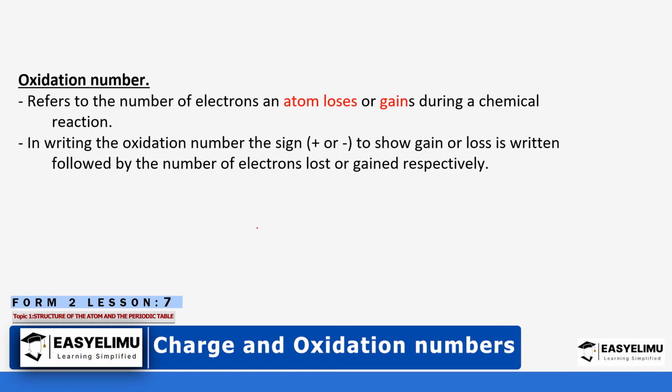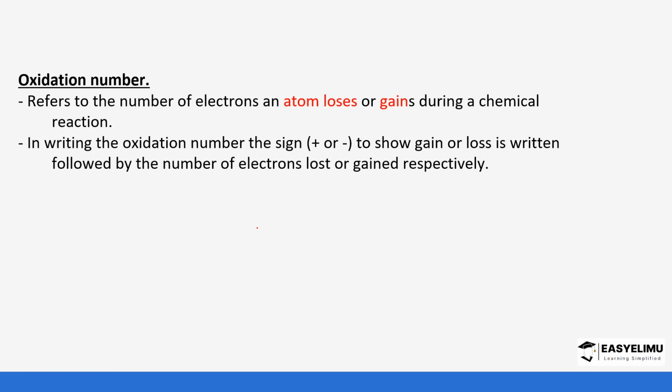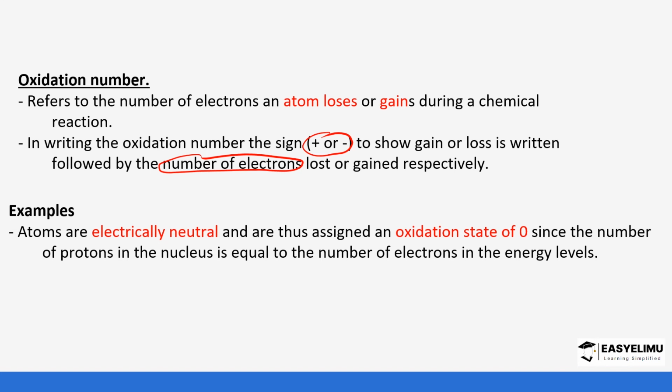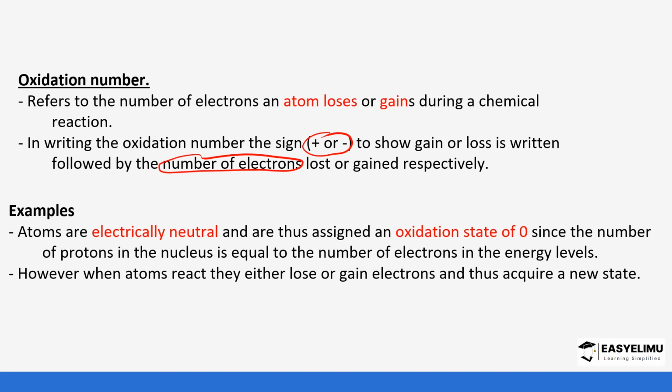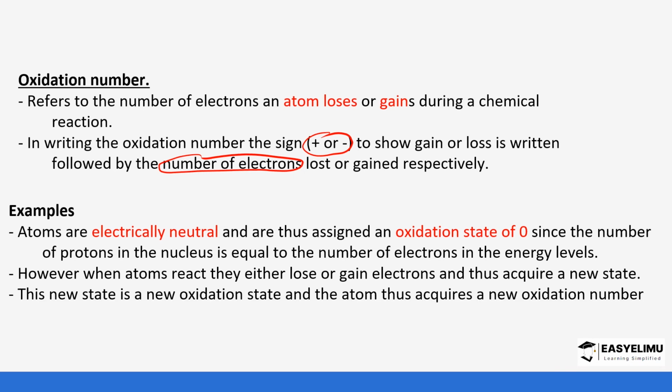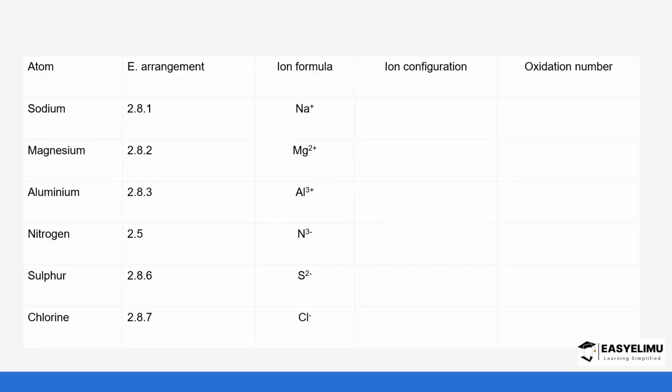It is usually shown by writing the sign and then followed by the number. So it's the sign first, positive or negative, and then the number of electrons can be 1, 2, 3. For example, atoms that are electrically neutral, they do not have loss or any gain of electrons, they have an oxidation number of 0. Most of the time, it's not indicated in the atom, especially the neutral atoms. However, if they react by gaining or losing, they acquire a new state. This is what we refer to as the oxidation number.